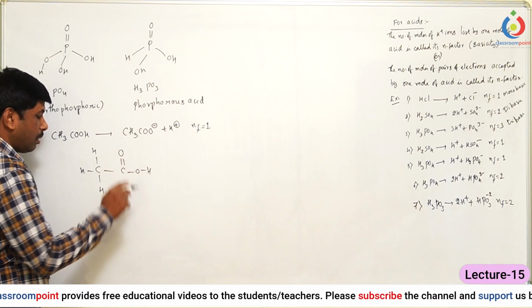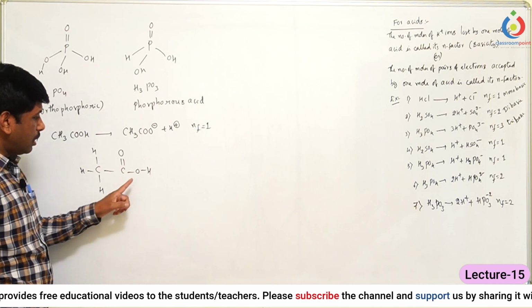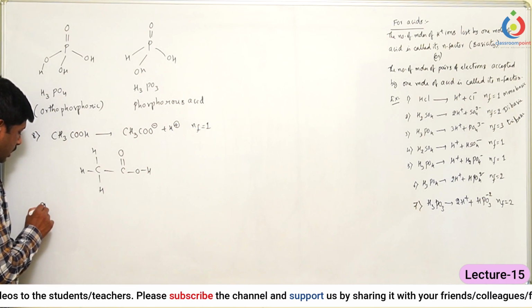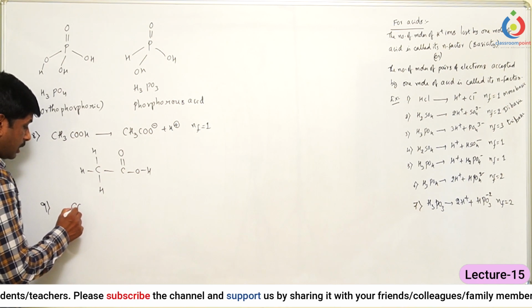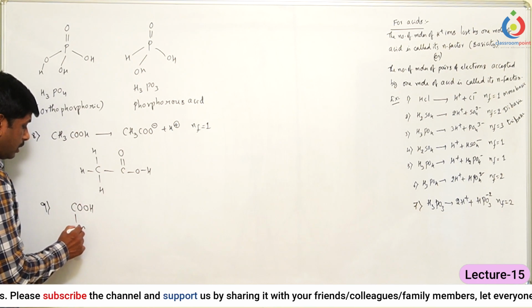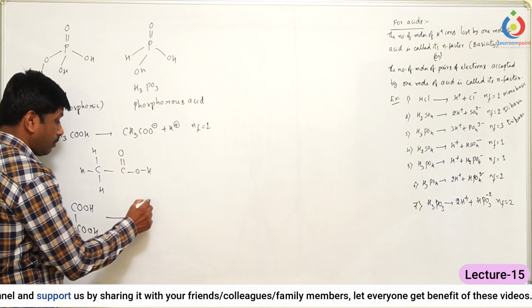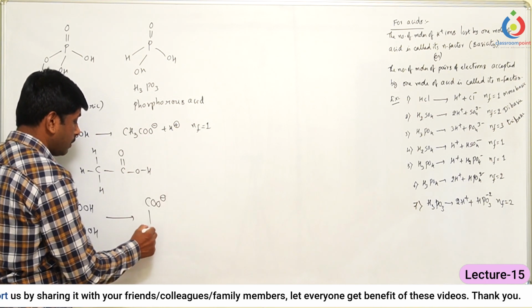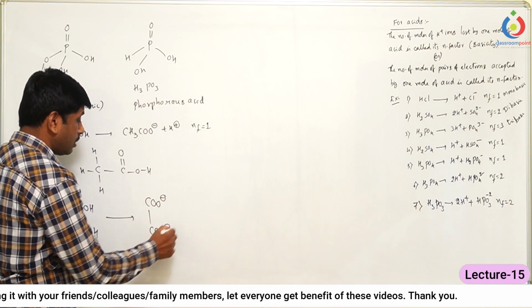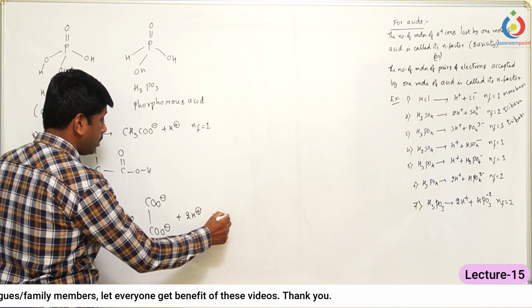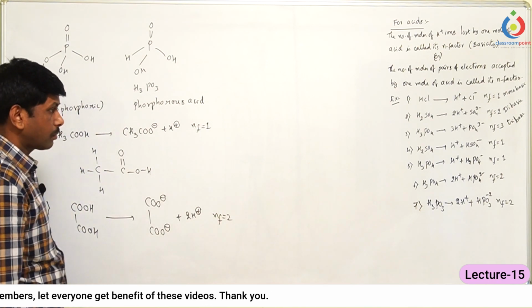Only one hydrogen atom is connected to the oxygen. That's the reason why replaceable H plus ions are only 1. Let us take another one: oxalic acid, COOH and COOH. It dissociates to give COO minus and COO minus plus 2H plus ions. So N factor is equal to 2.